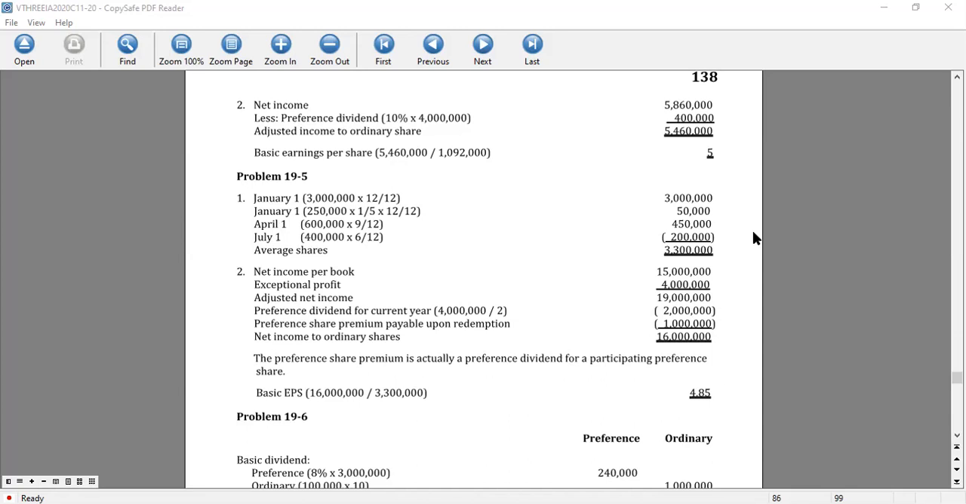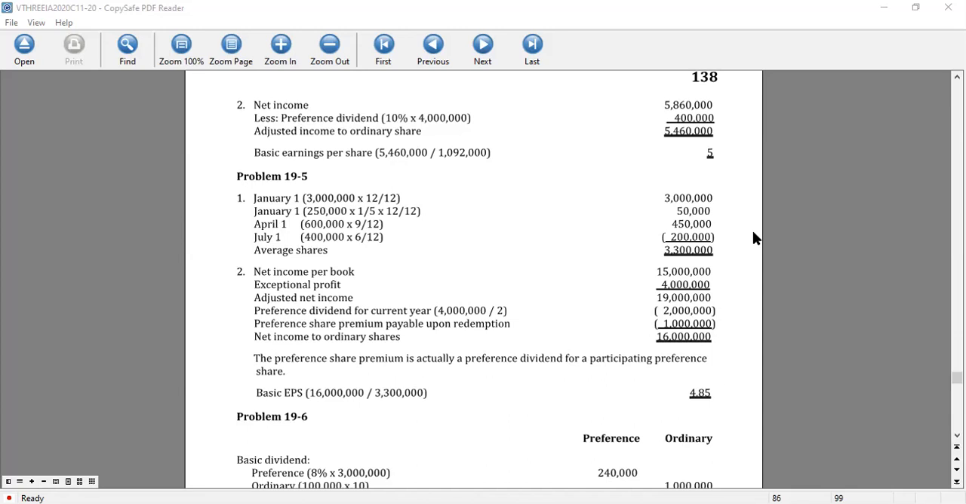The following transactions occurred during the year: January 1, issued at 5 per share, 1 peso paid to date and entitled to participate in dividends to the extent paid up. April 1, full market price, 3 pesos per share issue. And July 1, purchase of own shares at 3.50 per share. Now, let's begin with the computation of the average ordinary shares outstanding.